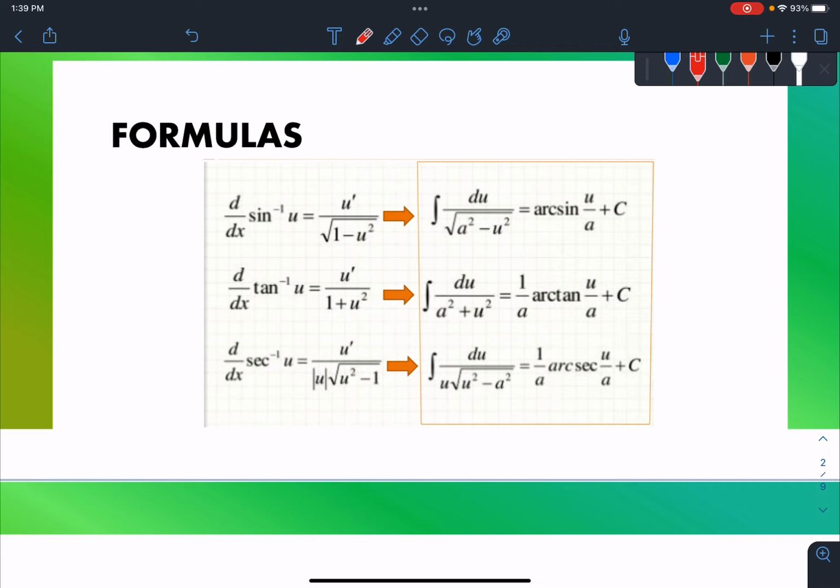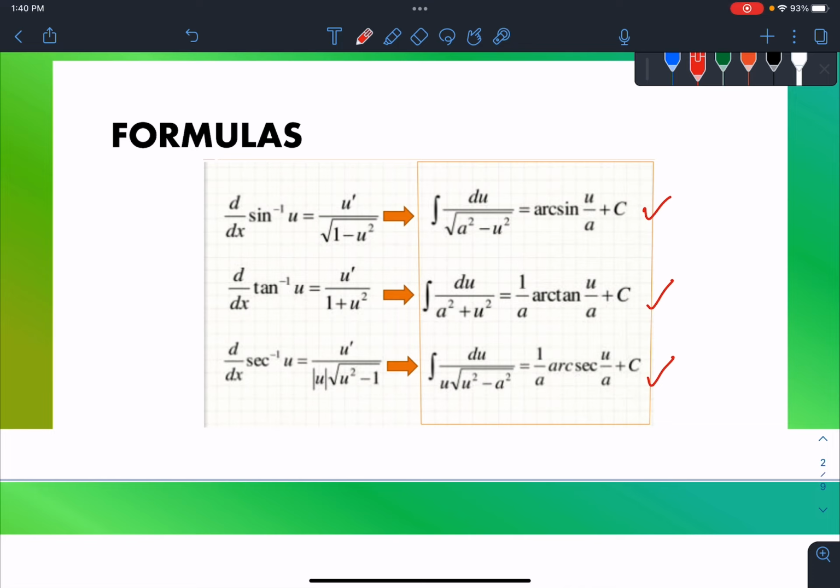And then if the denominator is a sum of two squares, and the derivative of u is du, that one resembles the inverse arctangent. And then lastly, if we have du divided by u multiplied with the square root of u squared minus a squared, that one resembles the arc secant. Okay, so we have arc sine, arc tangent, and arc secant.